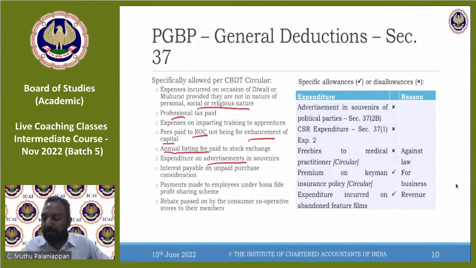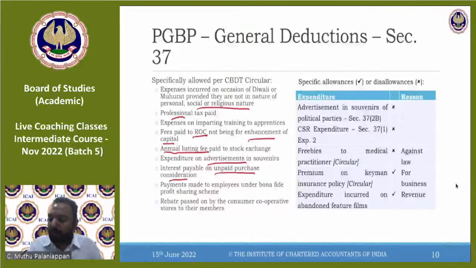Interest payable on unpaid purchase consideration. What do you mean by unpaid purchase consideration? Let's say that I have purchased a property. The guideline value of the property, the stamp duty valuation, is actually 1 crore. But I have actually purchased it only for 80 lakhs. So this difference of 20 lakhs is called unpaid purchase consideration. If I'm repaying that at a later point in time, whatever interest is payable on that 20 lakhs is also a deduction eligible under section 37.